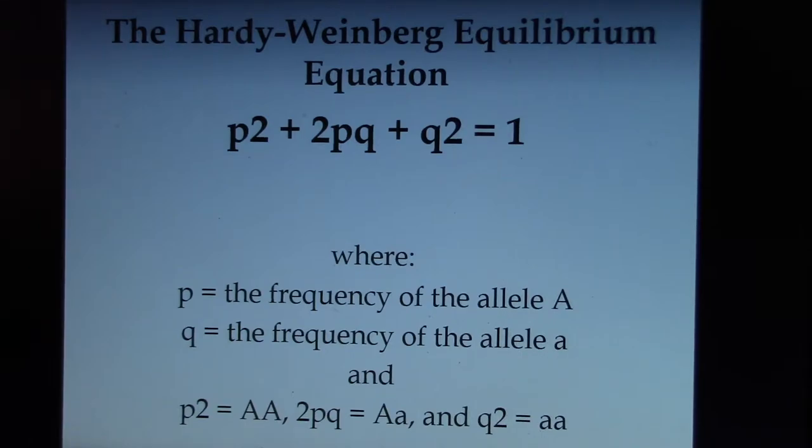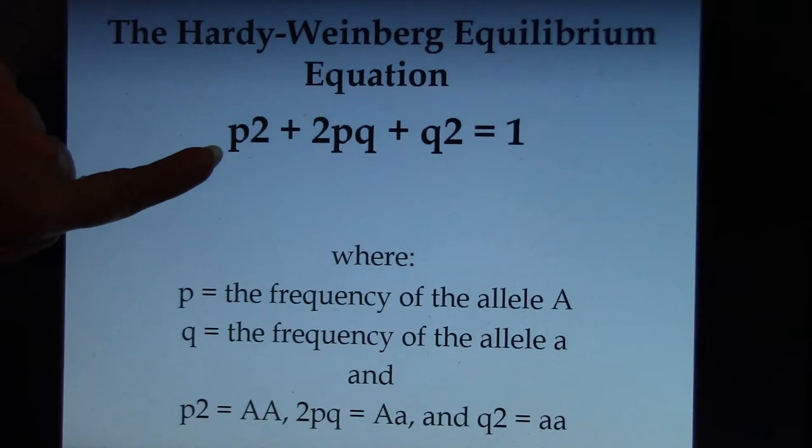Okay, so that covered those few topics related to natural selection. We need to look at evolution as a whole and the Hardy-Weinberg equilibrium equation, or theorem. You could call it the Hardy-Weinberg theorem. And I want you to know this equation. You do not need to solve it, but you need to know the equation.